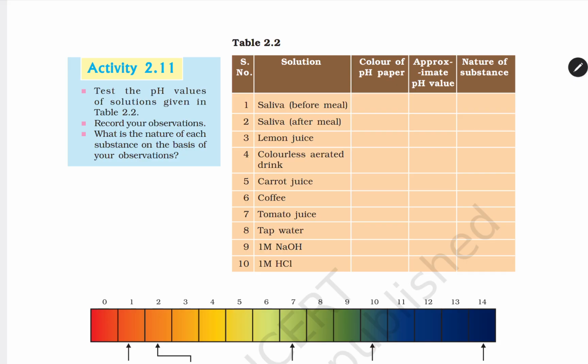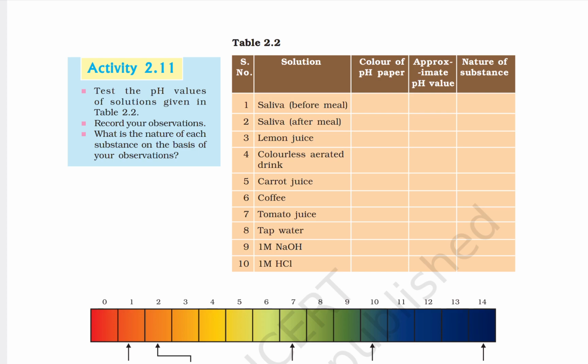So here you can find an activity. Test the pH values of solutions given in the table. Record your observations. This table will help us to identify acids, bases and neutral solutions, right? The materials we are using are pH paper, universal indicator, and various solutions, and we are showing a color chart. So we will dip that paper into the solution and observe the color changes, and we will fill this table.